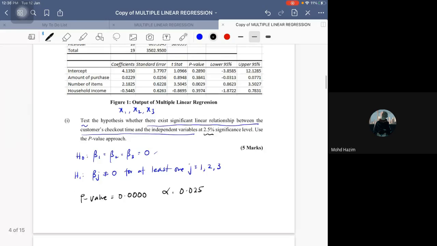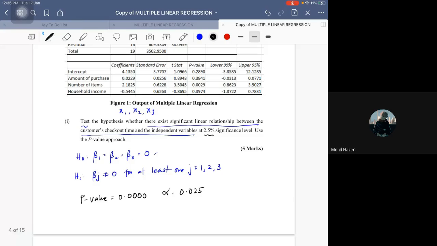So here, what will happen is that our p-value is smaller than our alpha value. And I have told you this before: when we have a p-value which is less than alpha, automatically we are going to reject the H null, meaning that H null is wrong. So H alternative is going to be correct. If H alternative is correct, meaning that yes, at least one of the independent variables is related to the dependent variable. So we're going to answer the question.